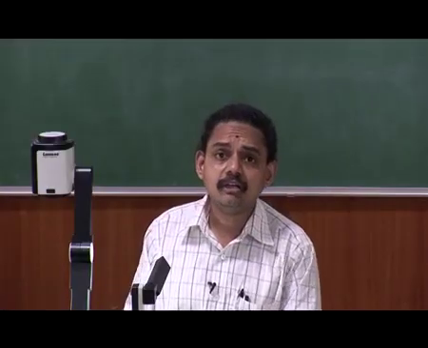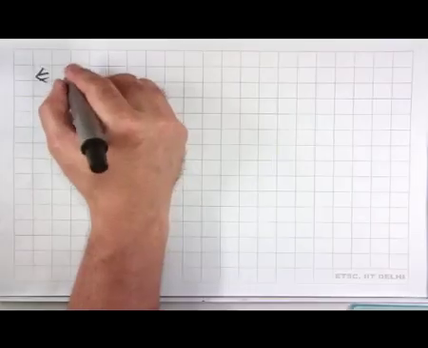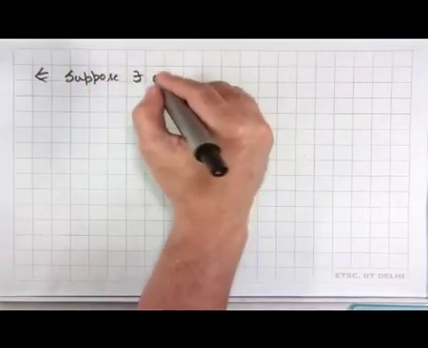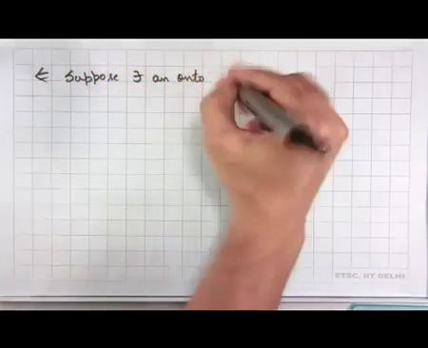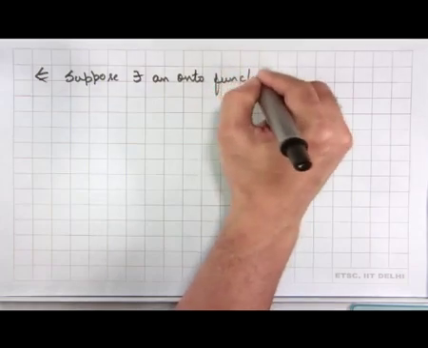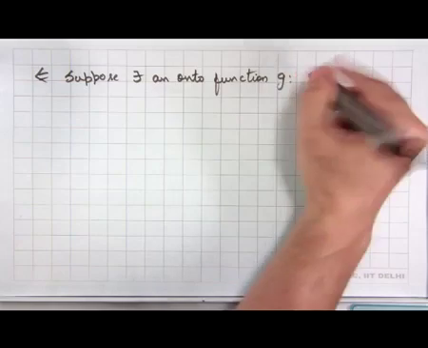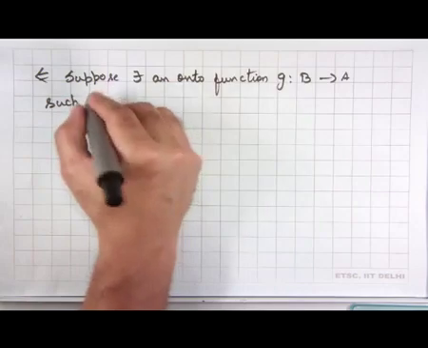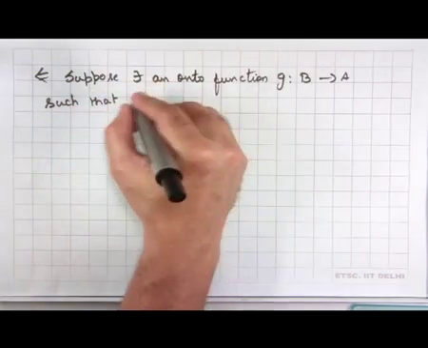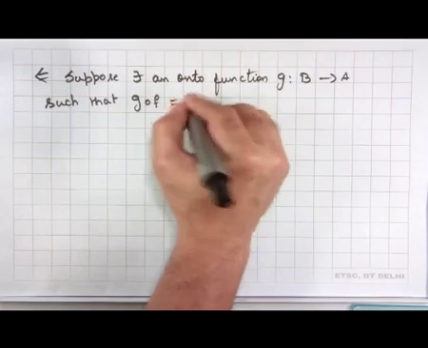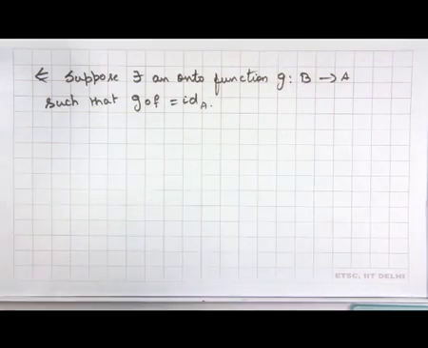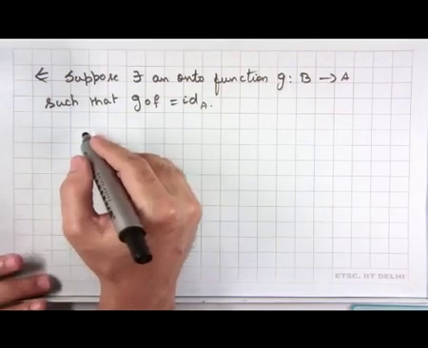Now, let us try to prove the reverse part, or the converse part. Suppose there exists an onto function g from B to A such that g composed with f is the identity function on A. What I will have to show is that f is 1-1. So, let us try to verify the definition.